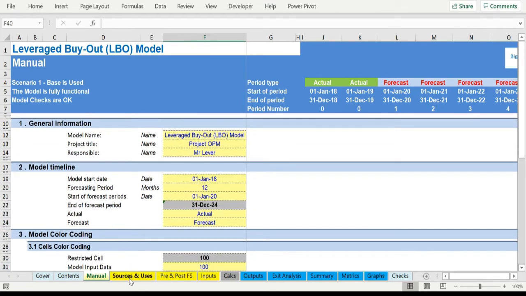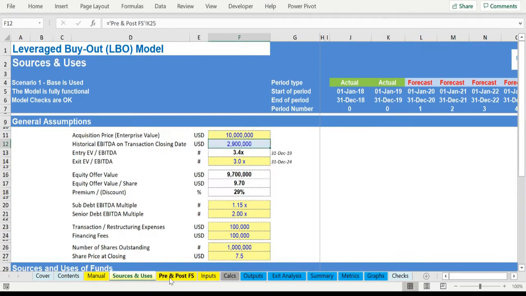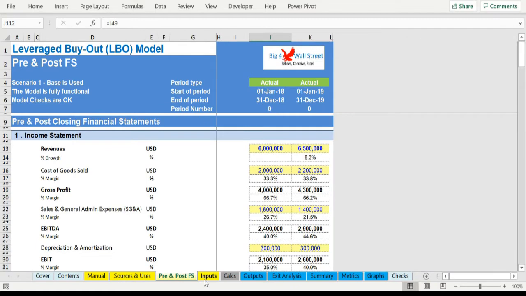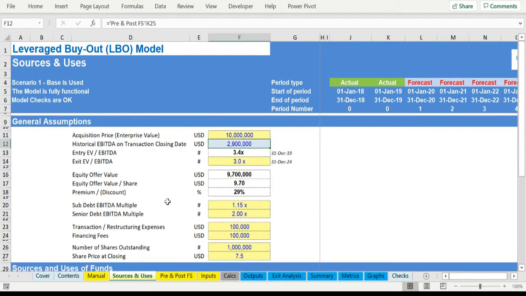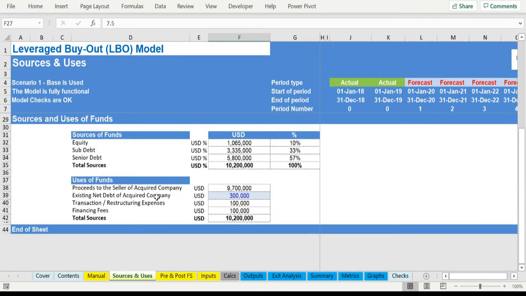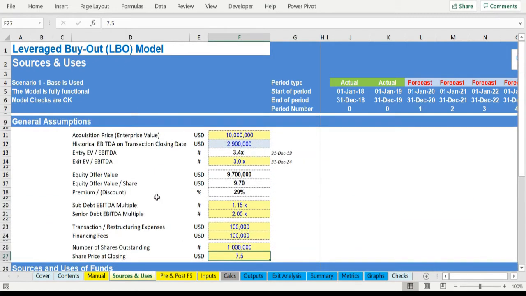Moving on to the inputs, the assumptions are split into three tabs: the sources and uses of funds, the pre- and post-closing financial statements, and the general inputs of the business. In the sources and uses the user needs to update the acquisition price, the exit enterprise to EBITDA, the amount of the term loan and sub-debt as a multiple of the EBITDA at closing, transaction and financing fees, as well as shares outstanding and share price of the acquired company. From this tab the sources and uses are calculated at the end of the sheet.